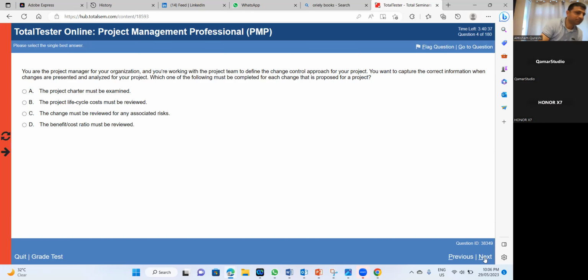You are the project manager for your organization, and you are working with the project team to define the change control approach for your project. You want to capture the correct information when changes are presented and analyzed for your project. Which one of the following must be completed for each change that is proposed for the project? A: Project charter must be examined. B: Project lifecycle cost must be reviewed. C: Change must be reviewed for any associated risk. D: Cost benefit ratio must be reviewed.